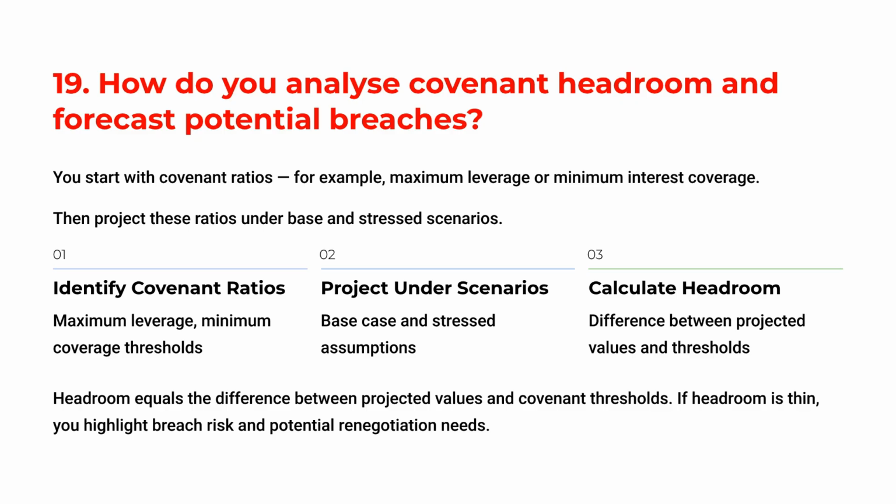How do you analyze covenant headroom and forecast potential breaches? You start with covenant ratios, for example, maximum leverage or minimum interest coverage. Then, project these ratios under base and stressed scenarios. Headroom equals the difference between projected values and covenant thresholds. If headroom is thin, you highlight breach risk and potential renegotiation needs.